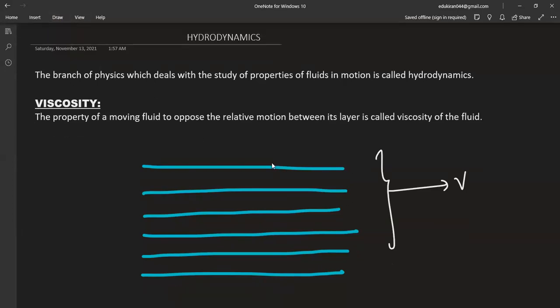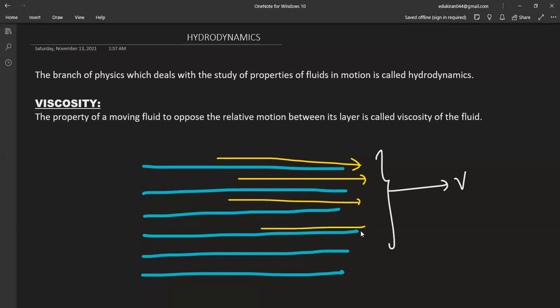Now see, what will happen? These fluid layers will flow forward, right? This will flow forward, this will flow forward, correct? All these will flow forward because the velocity is there. So during this motion, what happens? The way two objects, because of irregularities, get rubbed against each other when they are in motion.